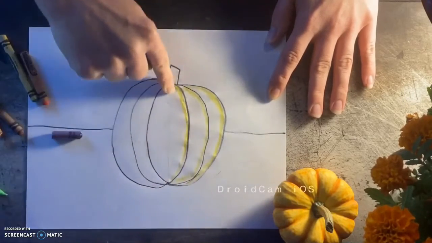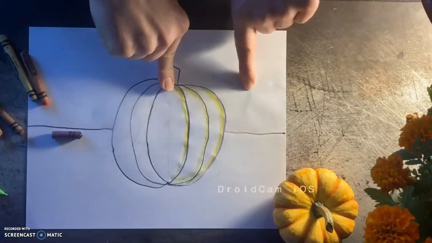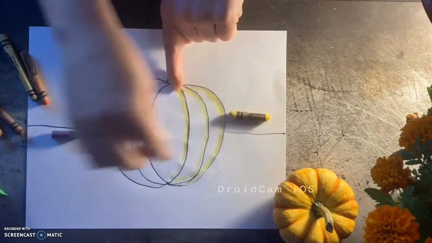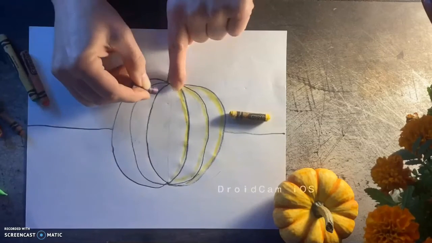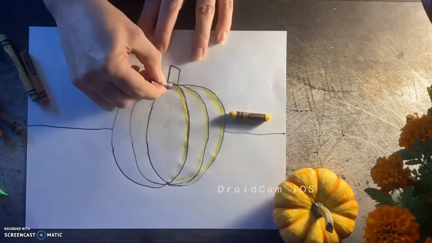Remember that line that we drew up the middle? I'm going to stop because I need to stay on this side of my pumpkin. And on the opposite is my shadow. Ready? I'm going to stay on this side and follow that contour.